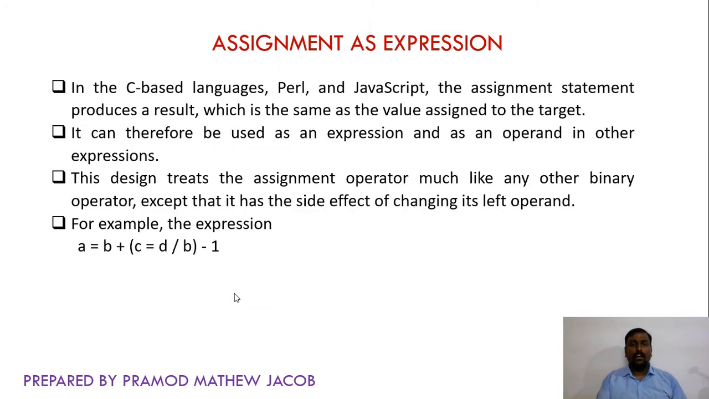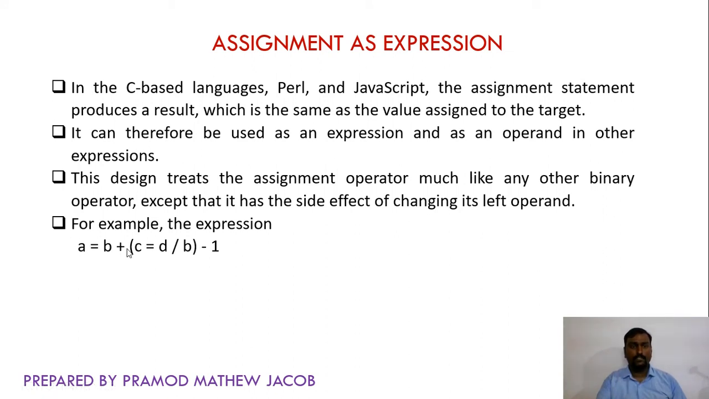Next, let's see how assignment operation can be performed in an expression. In the C-based languages, Perl and JavaScript, the assignment statement produces a result which is the same as the value assigned to the target. It can therefore be used as an expression and as an operand in other expressions. So an expression can be nested inside another expression in case of assignment operation. This design treats the assignment operator much like any other binary operator, except that it has the side effect of changing its left operand. Side effect means if you are changing some values on the right hand side, it will affect the LHS of that particular variable.